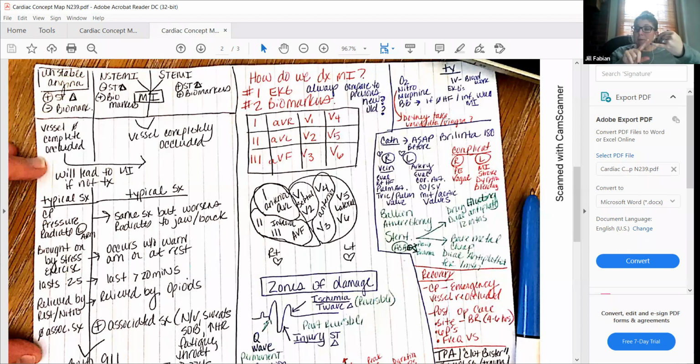So we give aspirin because that prevents platelet aggregation, so they're not going to stick together. We give oxygen, we can give morphine. Morphine actually helps the patients with their chest pain and relaxes them, and it decreases the myocardial oxygen demand.